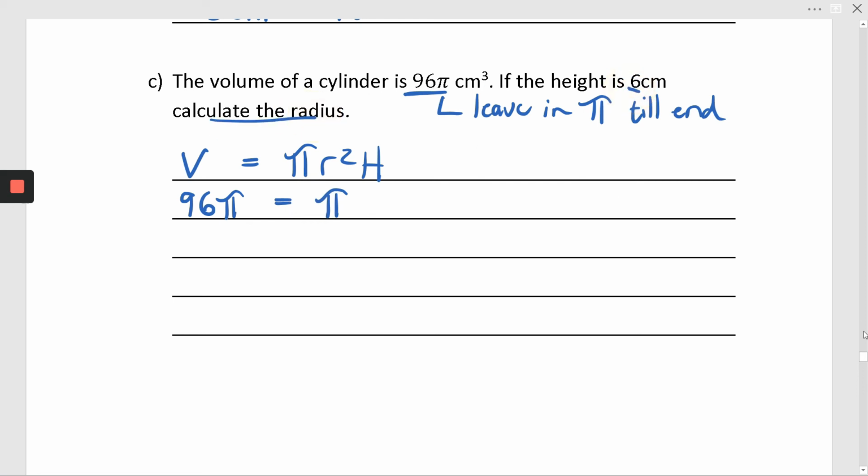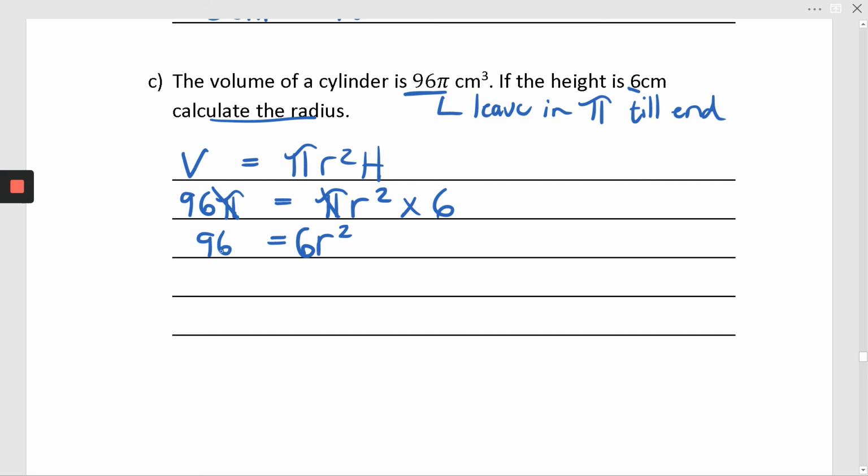Calculate the radius. So radius just gets an r, right? Because it doesn't have a number. It's going to be the one I solve for. But the height is 6. Now look at this equation. There's a pi on both sides. I'm going to cancel the pi. And I'm going to end up with 96 equals r squared times 6. I'm going to put the 6 in front of the r because that is a way of multiplying them together. Then I'm going to divide both sides by 6.